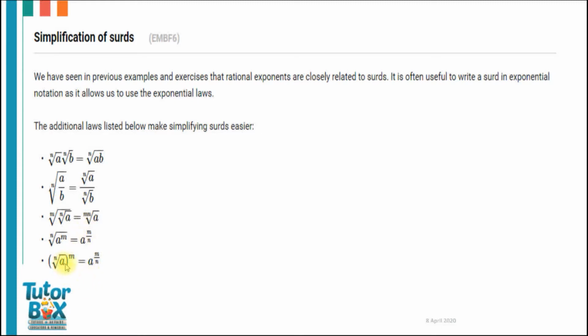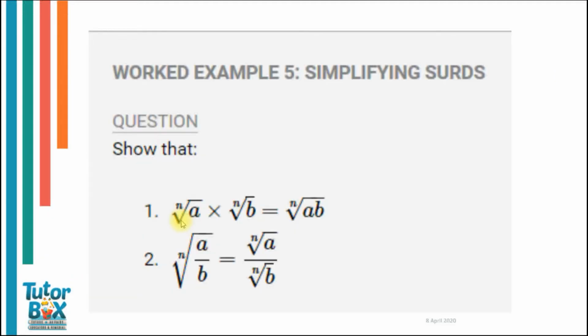Okay, so this one, guys, be careful with this one, right? So basically this one here, what you're going to do is you're actually raising this whole thing, the thing in the brackets, to the power of m, right? So first simplify this guy. This guy, you know, it's going to be a raised to the power of 1 over n, and then power it to m. So basically you're going to multiply the m times the 1 over n, and then that's how they got a raised to the power of m over n. Okay. Let's just quickly look at an example.